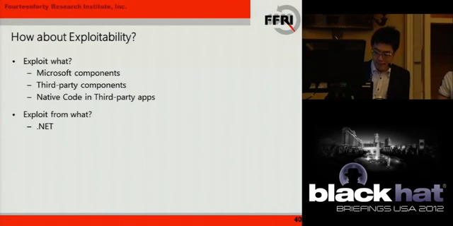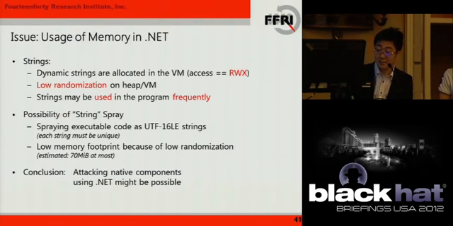Well, here are some observations. One of them was memory in .NET. That was disappointing. I found that generated strings and dynamically allocated strings are located in user VM, whose access is R, W, and X. In other words, dynamic strings are executable. It could lead to a string spraying technique if there are other vulnerabilities here.